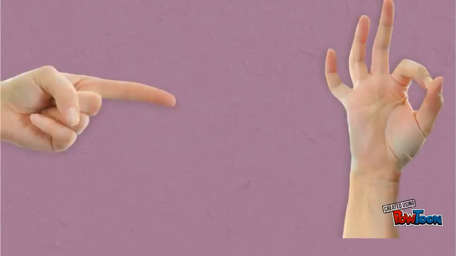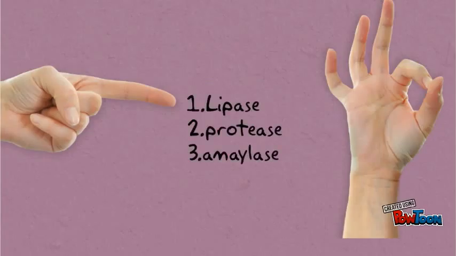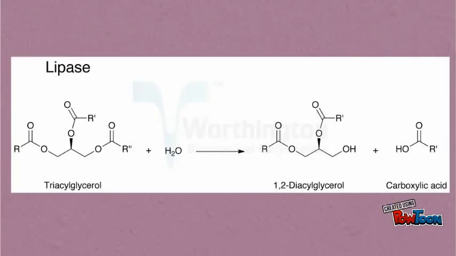There are 3 types of pancreatic enzymes. First is lipase, second is protease, and third is amylase. Lipase is an enzyme that works with bile and helps the liver break down the fat molecules so they can be absorbed and used by the body.